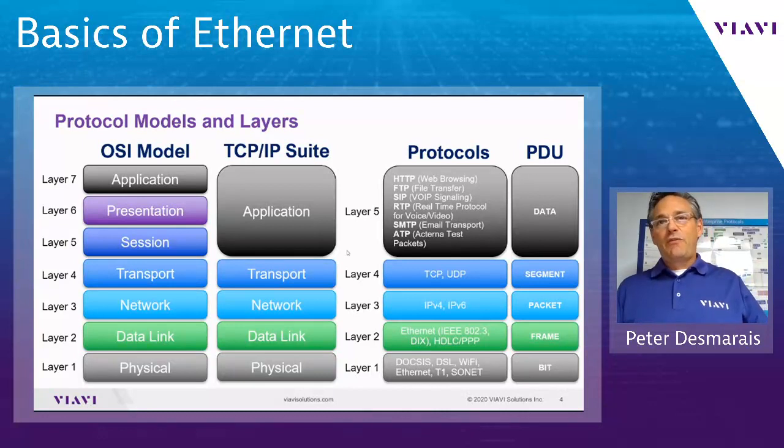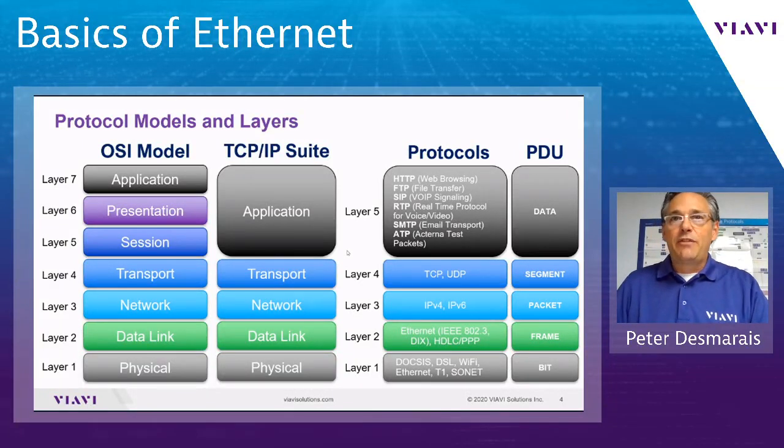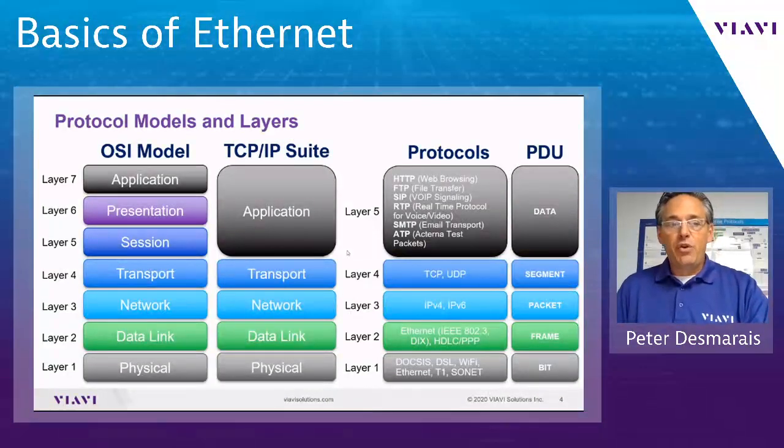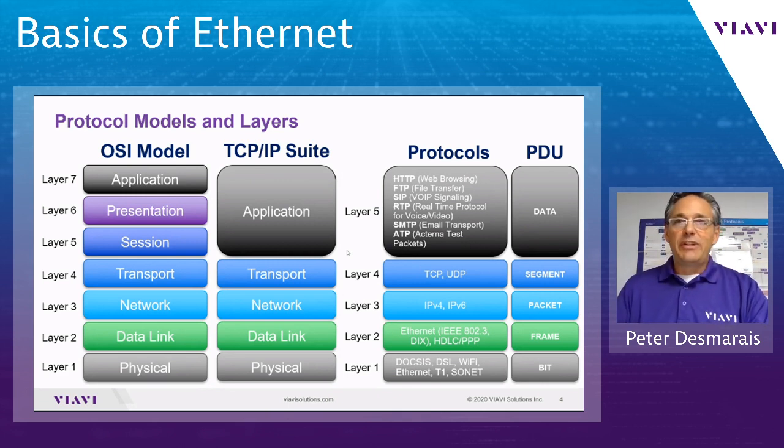So to start, this first slide sets the stage for today's presentation. It's protocol models and layers, and basically there are two models that provide a big picture view of how the network operates, from the physical hardware down at layer 1, the physical layer, up to the end user applications. So your emails or your file transfers or stuff like that.